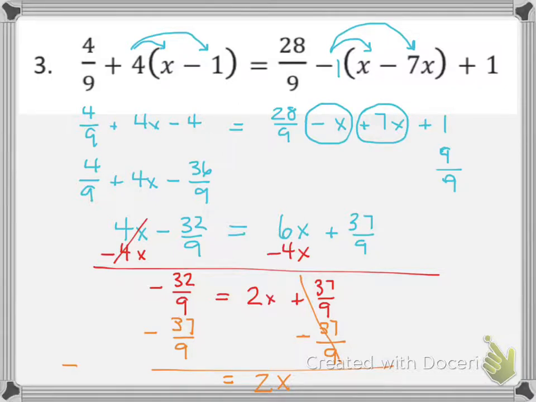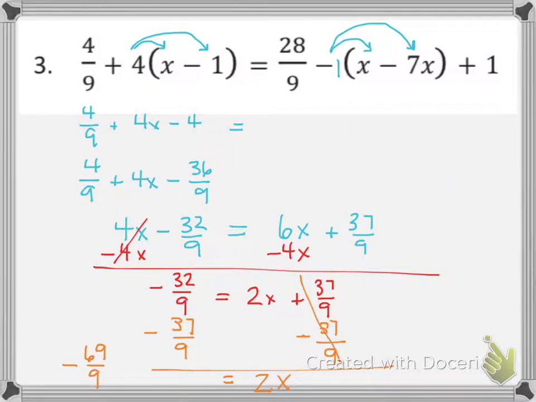Let me write that over here. -69/9 is equal to 2x. I need some room. I'm going to make some space here over on this side so we can finish this equation because I ran out of room.